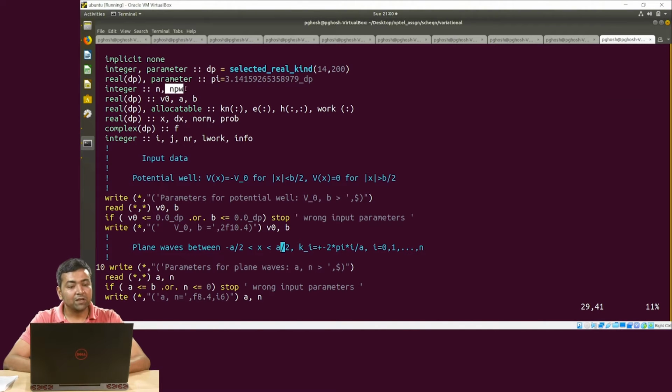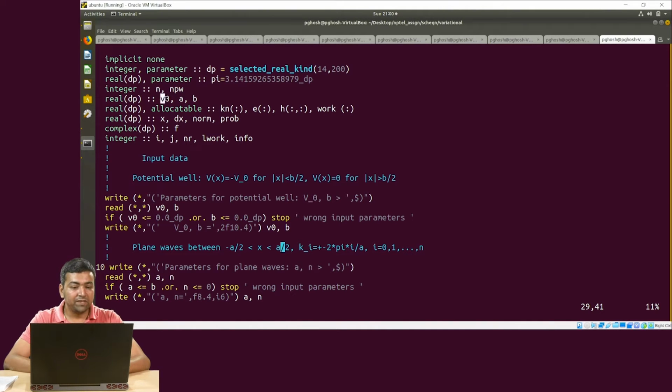Then I need integers, where NPW is the number of plane waves that go into the calculations. The plane waves depend on twice pi by a into n, where n goes from 0, plus minus 1, plus minus 2, and so on up to plus minus n. So this n will be my input, and if I give the value of n, the NPW will be 2n plus 1 in our calculations. So if I give the value of n to be 20, the number of plane waves that goes into the expansion of my wave functions will be 41.